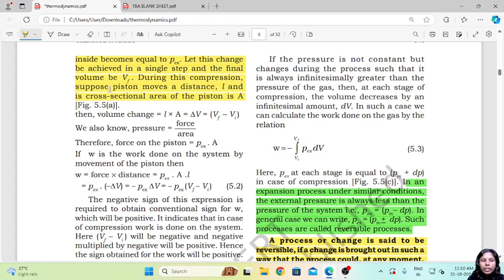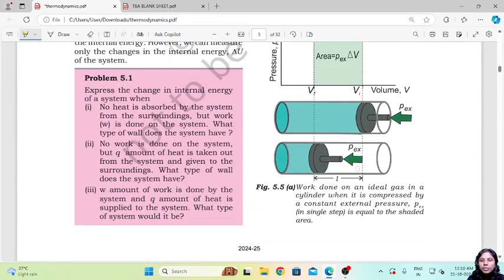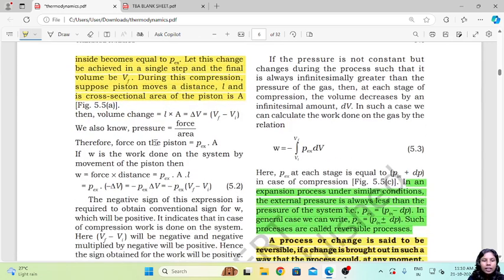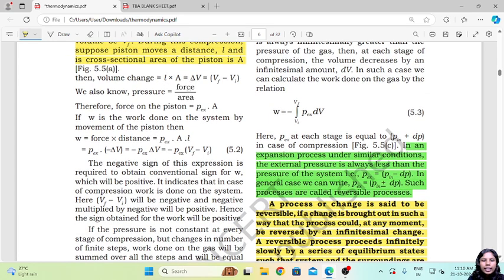Now during this compression, suppose the piston moves a distance L and the cross-sectional area of the piston is say A. Then the volume change can be given as the distance travelled into the cross-sectional area. So that can be written as delta V equals Vf minus Vi, that is the change in volume that happens. So we have the final volume minus the initial volume.